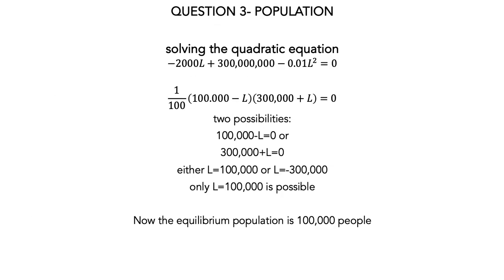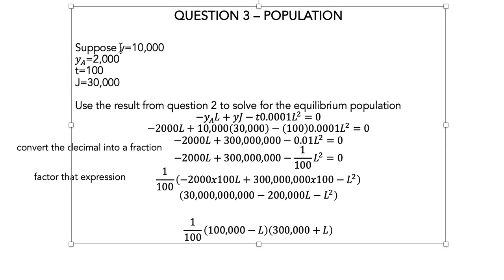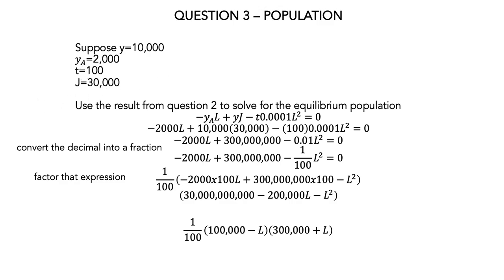Okay, I think I wrote that here. Yeah, so we have two possibilities. Either L is 100,000 or L is minus 300,000. So now the equilibrium population is 100,000 people. This is how many people we have in this city given these conditions. Given that Y is equal to 10,000, the agricultural income is 2,000, the commuting cost is 100, and the number of jobs in the city is 30,000.